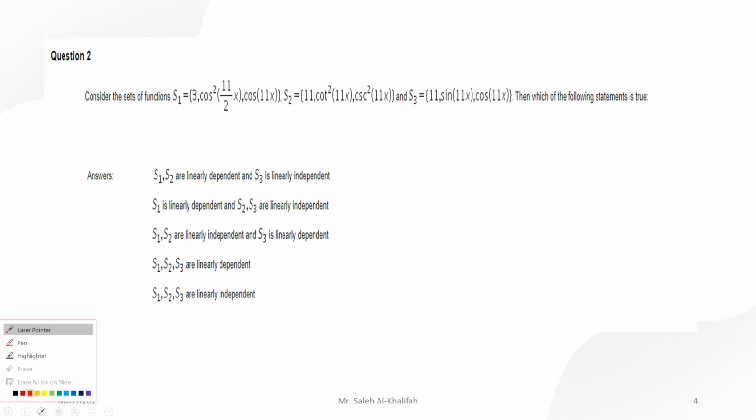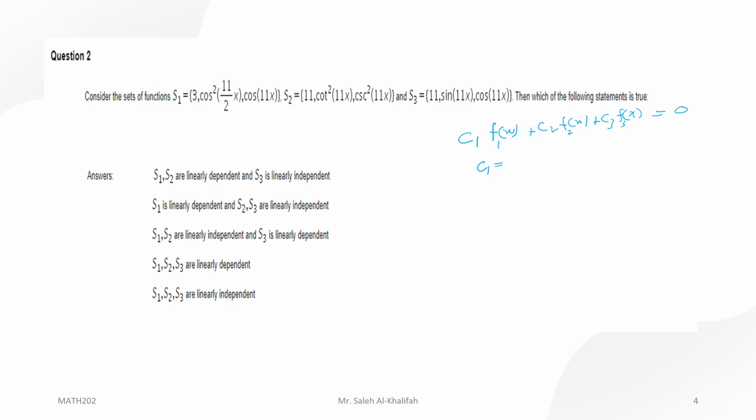انا راح اشرح الديفينيشن أولا. الديفينيشن يقول if we have c1 f1 of x plus c2 f2 of x plus c3 f3 of x, this equation equals 0 provided that c1, c2, c3 are not all zeros. يعني ما نقدر نقول ان c1 تساوي c2 تساوي c3 تساوي 0. هذا الـ definition يستثني هذه الحالة.